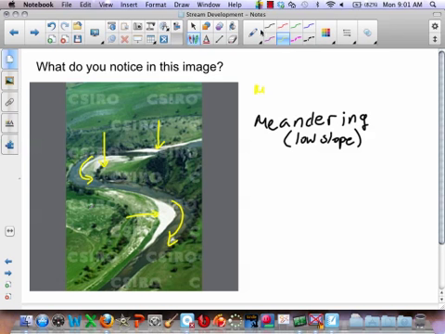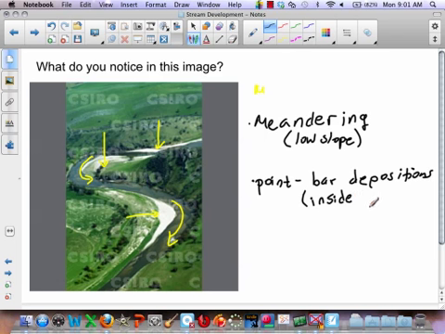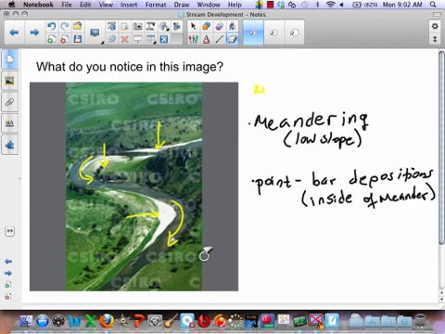Now, what we call those are point bar depositions. And as we already said, they're always going to be where? On the inside of the meander. It's basically sand. It's a deposition. And we're going to talk about that here in a minute.